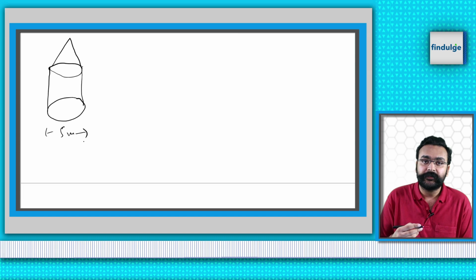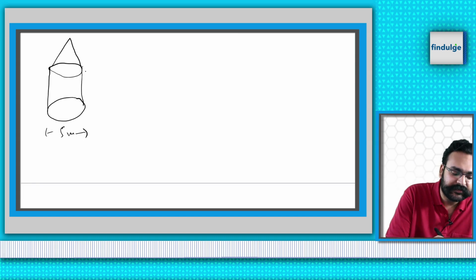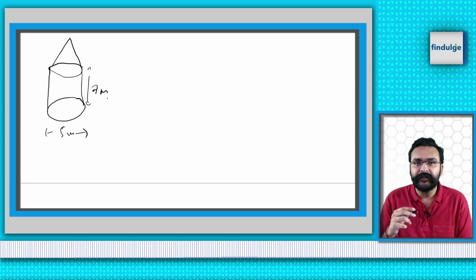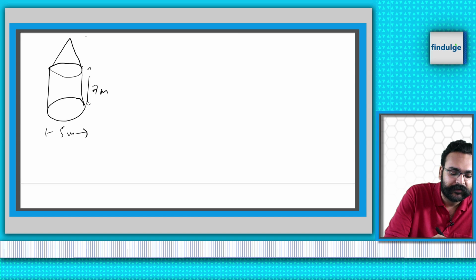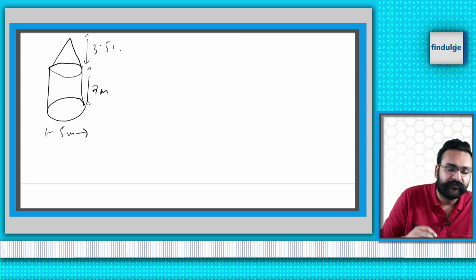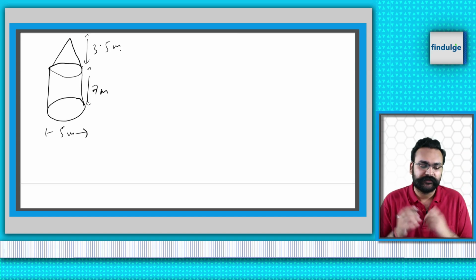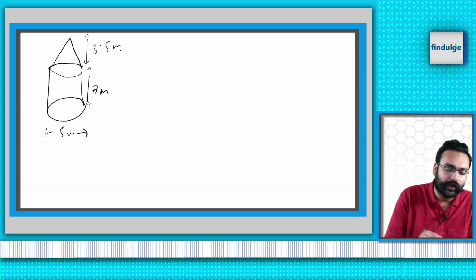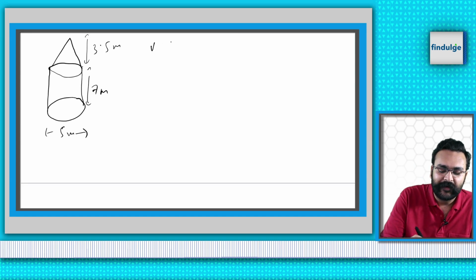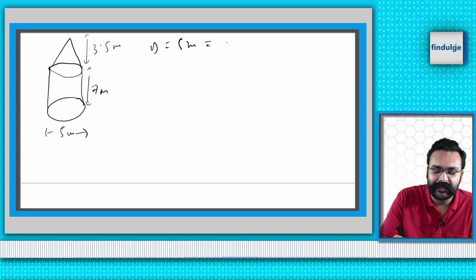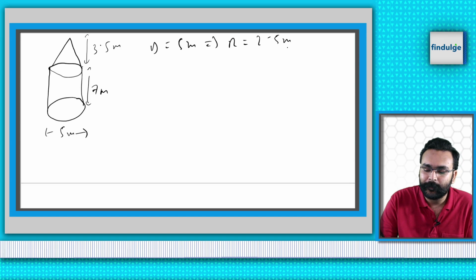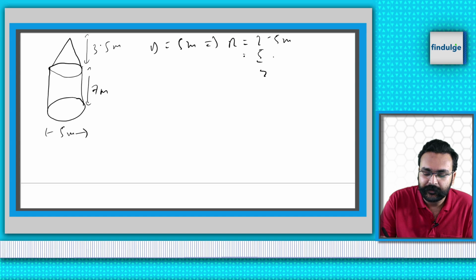That the height of the cylinder is 7 meters and that the height of the cone is 3.5 meters. So let's jump into the question. First of all, if the diameter is 5 meters, obviously that means that the radius is 2.5 meters. Or to make calculations easier, we take it as 5 by 2 meters.